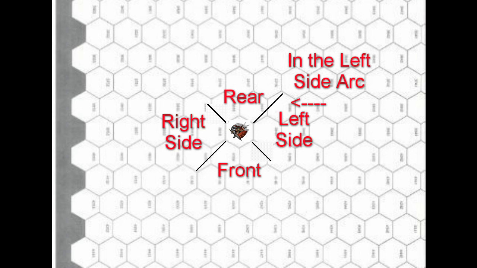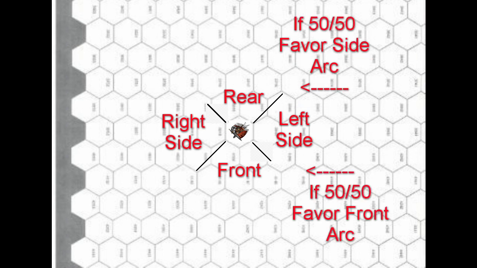That's the first thing. So if you've got a square or a hex that's more into one arc than another, that's the one it's in. If it's exactly split down the middle, if it's half in the front and half in the side, it's in the front. If it's half in the side and half in the rear, it's in the side. It favors the defender in a way, the creature that you're looking at the siding for.